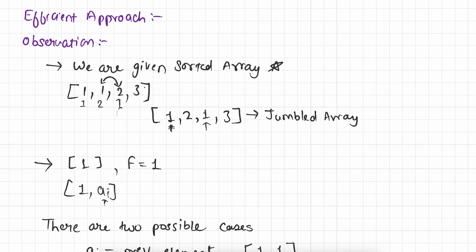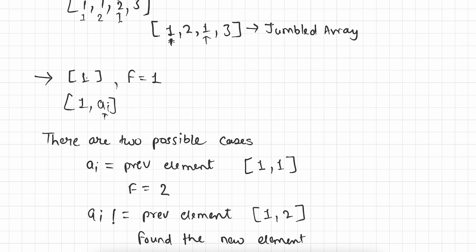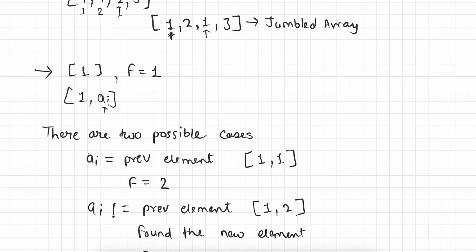Now let's see the next observation. What if we have only one number in the array? If we have one number, it means the frequency of this number is 1. So we can simply print the frequency of this number as 1. Now, what if I add one new element to this array? Then there are two possible cases that could happen.